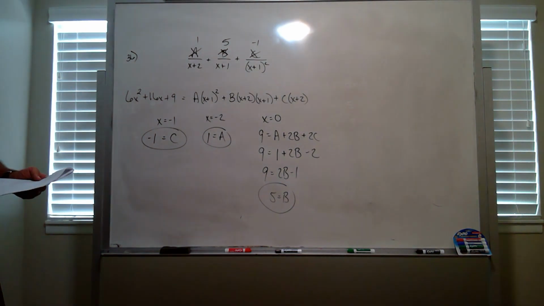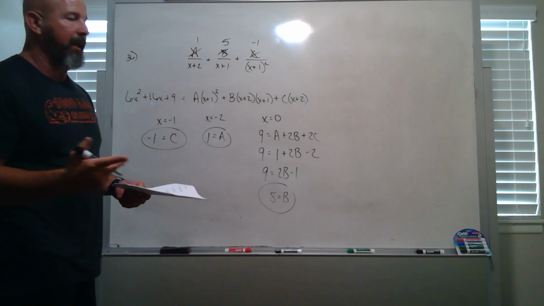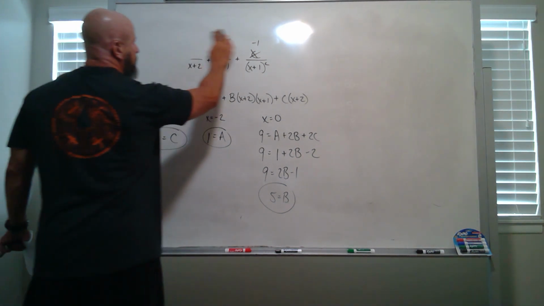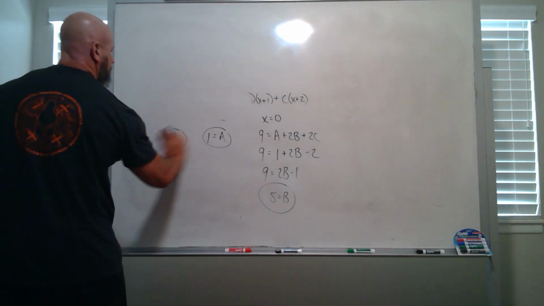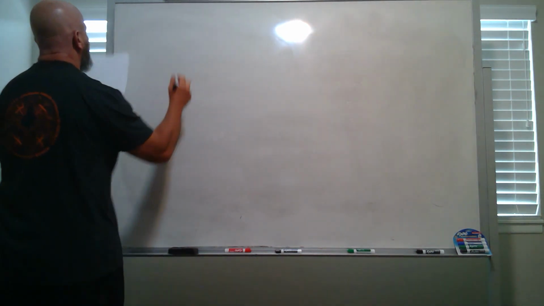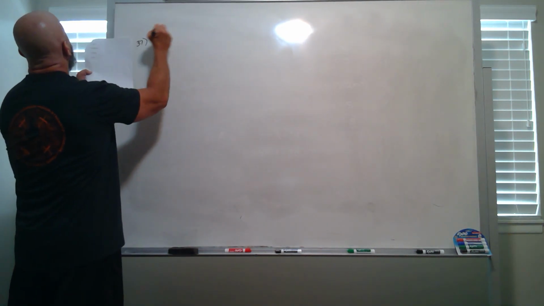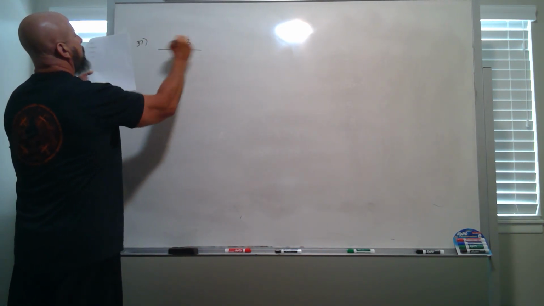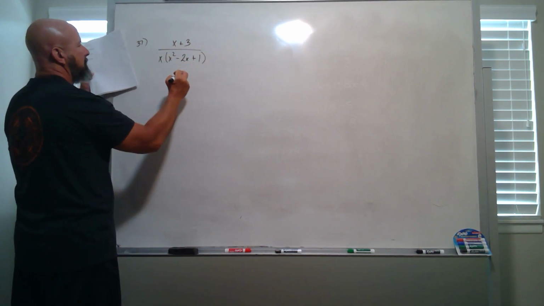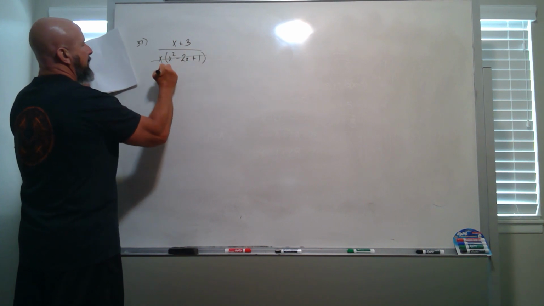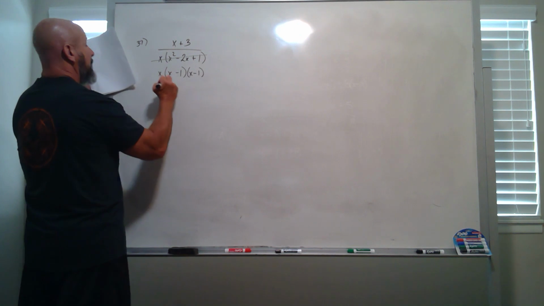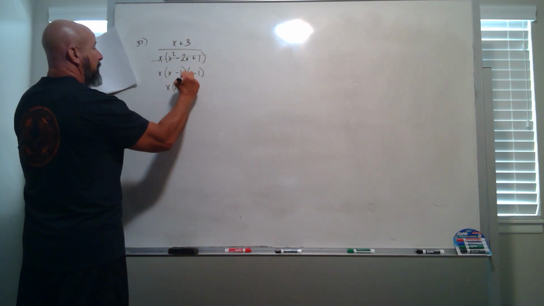On the last problem, I need to factor that denominator. So I can factor an x out first. I'm looking at that denominator and I'm going, all right, I can take an x out. I'm going to go ahead and do that. So I'd have x plus 3 over x times x squared minus 2x plus 1. Wait a minute, that's x times x minus 1, x minus 1. Well, that's x times x minus 1 squared.